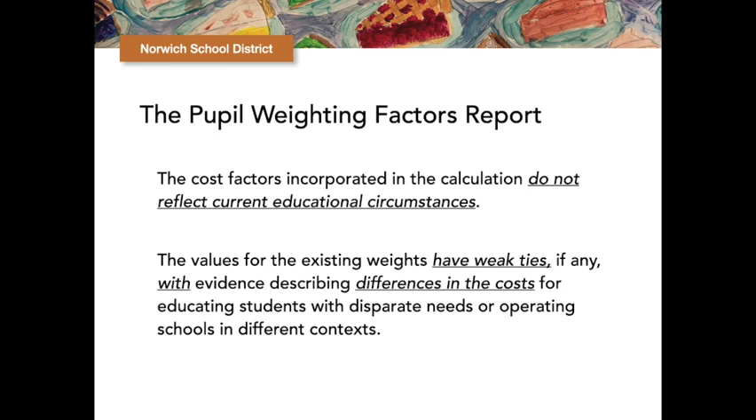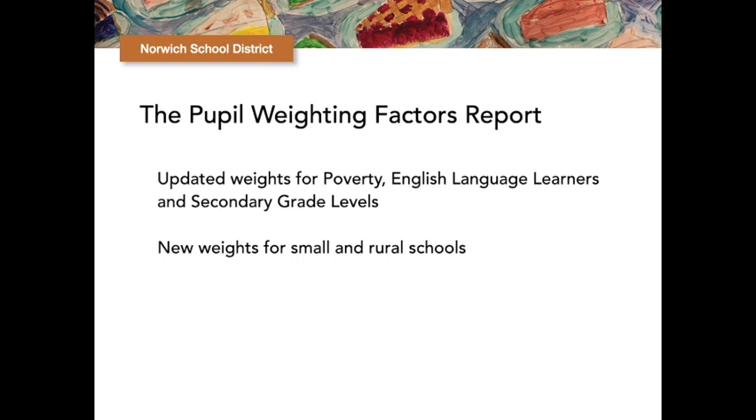The study made various findings, but the two most relevant to the discussion of equalized pupils were that the current weights did not adequately represent the true cost differential, and the current weights did not seem to be based on any scientific analysis of the costs. The report recommended updated weights for poverty, English language learners, and secondary grade levels. It also recommended new weights for small and rural schools and students in middle school.